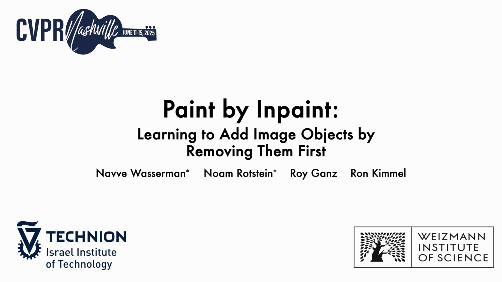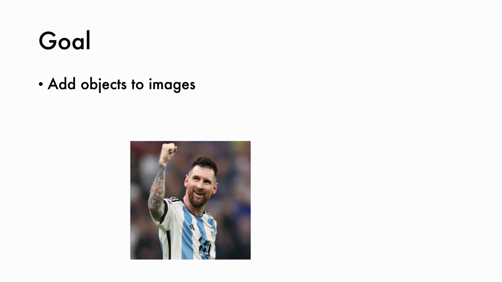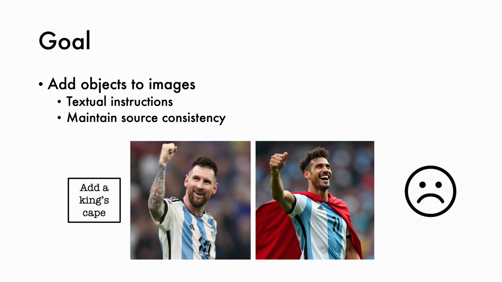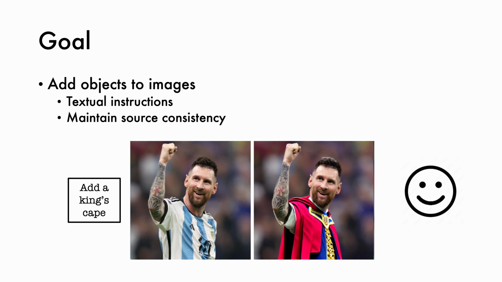We present our work, Paint by Inpaint: learning to add image objects by removing them first. Our goal is to add objects to images, specifically with the use of textual instructions, while maintaining source consistency. This is a bad example, and this is a good one.